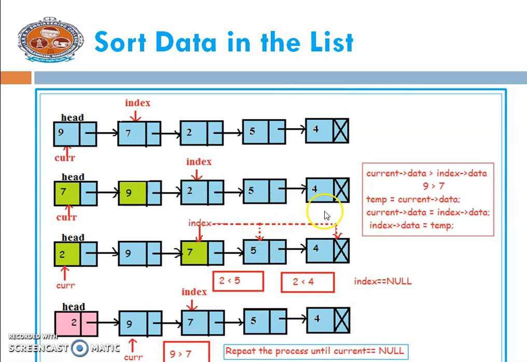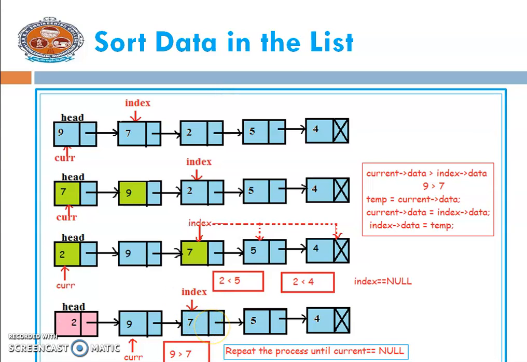2 is not greater than 5. So again index is equal to index of next. 2 is not greater than 4. Again index is equal to index of next. Now my index is pointing to null. So if index is equal to null, update current to current of next. The first node, the pink colored node, represents that it is already in sorted order. Now we have to sort from current to the last node. Now current is pointing to 9, and index is pointing to the next of current.